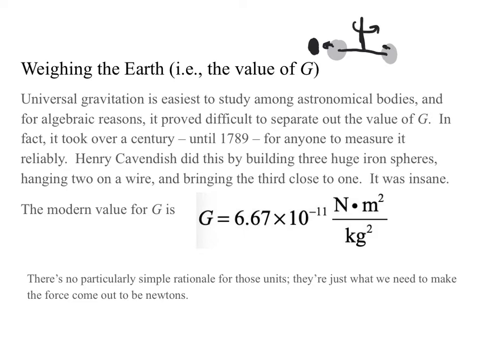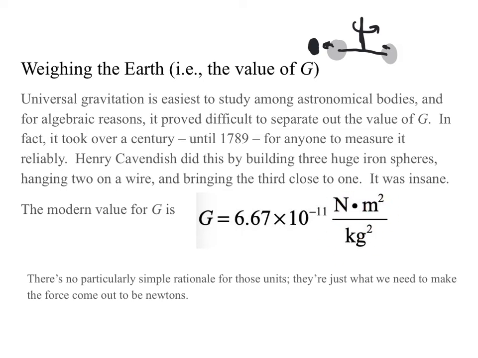And by measuring the twist in the wire, you would, in principle, be able to figure out the force that was exerted, and if you knew the mass of the iron balls by, say, weighing them, then you could figure out what big G is. It was an insane kind of experiment. It was the Apollo moonshot of 1789, but it worked, and it got us a good value of G that we've improved a little bit in the intervening times, so that we now know that big G is equal to 6.67 times 10 to the minus 11, and its units are newton meter squared per kilogram squared.